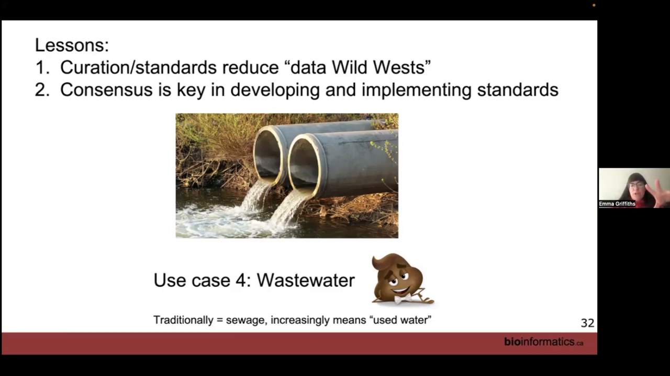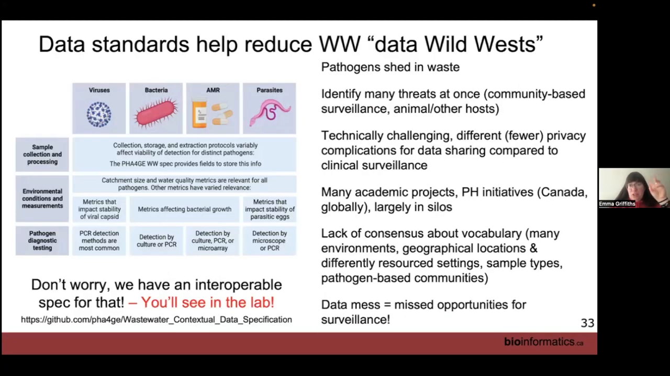So traditionally, when you say wastewater, you're talking about sewage, but increasingly, what we mean when we say wastewater is just used water. And when we start to recognize wastewater as used water, that really opens the door to a whole new vast array of data types and sampling strategies. But basically, the importance of wastewater is that pathogens are often shed in human waste. And if you're exploring waste, you can be identifying many threats at once in the same sample. It's a great way to do community-based surveillance and also surveillance of pathogens that could be coming from other sources, like other animals or might be present in the environment.